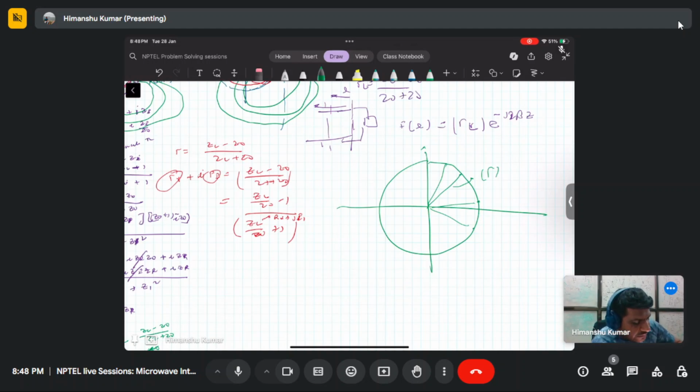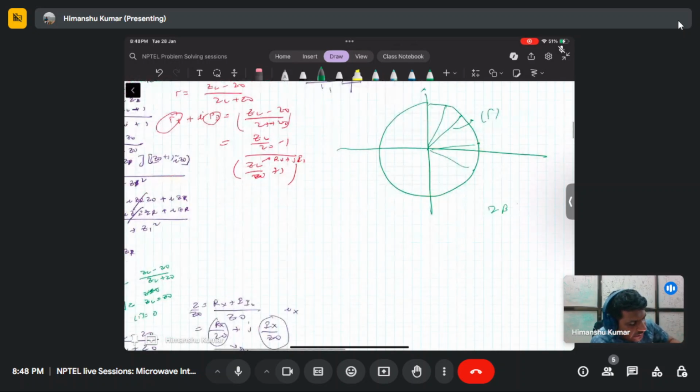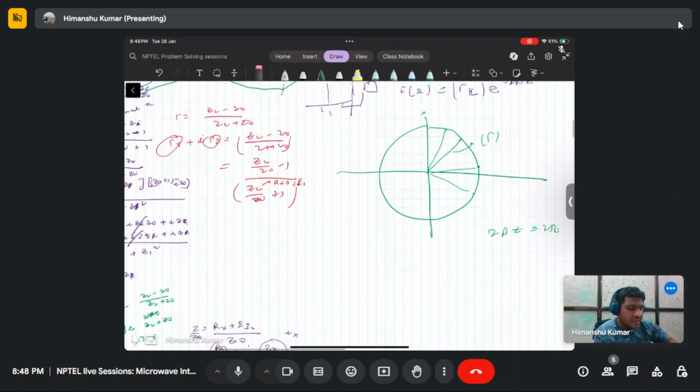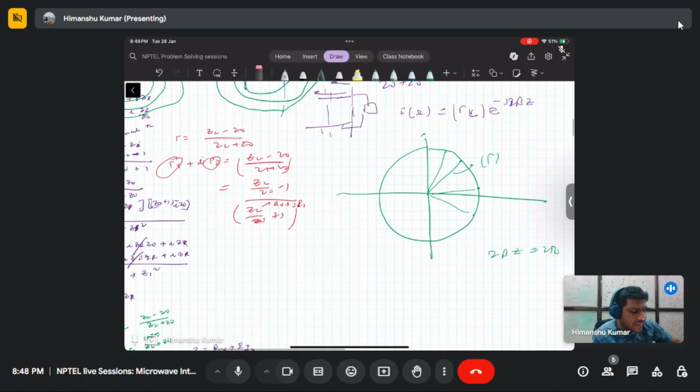So this 2 beta z will repeat with lambda, where 2 beta z equals 2 pi. Gamma L will repeat at each lambda by 2. So basically at each lambda by 2, on the Smith chart you will come to the same point. Is that clear?